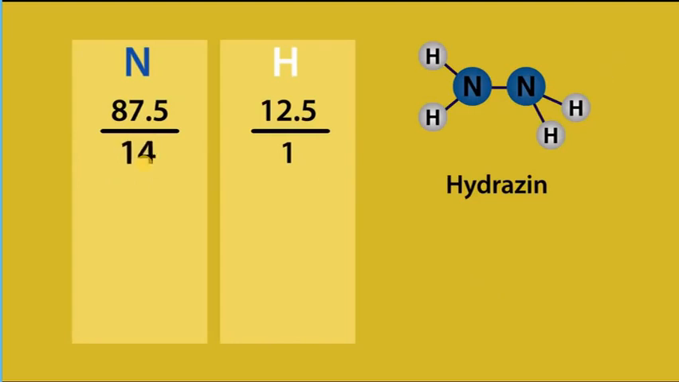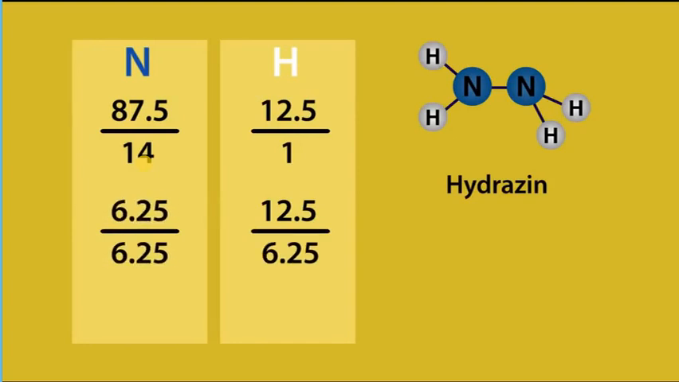14 for nitrogen and 1 for hydrogen. Doing this calculation gives us 6.25 for nitrogen and 12.5 for hydrogen. We then divide these numbers by the smallest of the two, which is 6.25, and this gives us the ratio of 1 to 2. 1 and 2 is the smallest possible ratio.